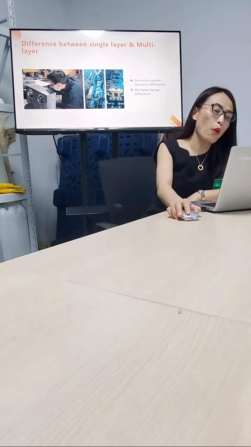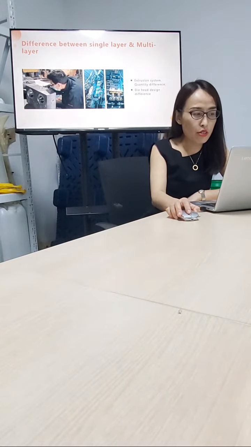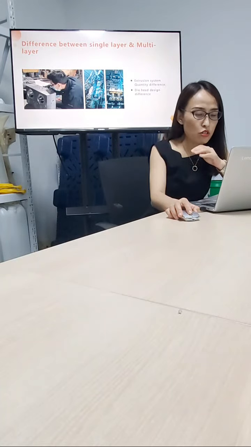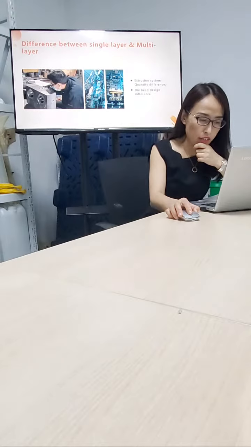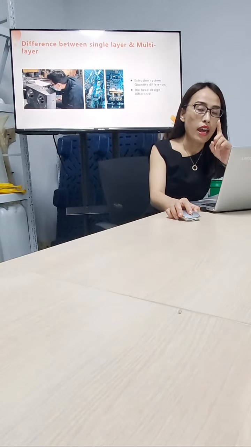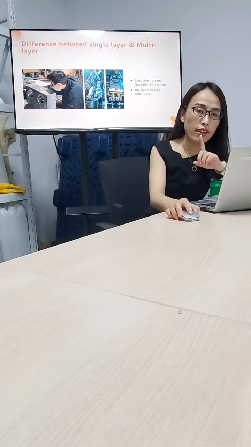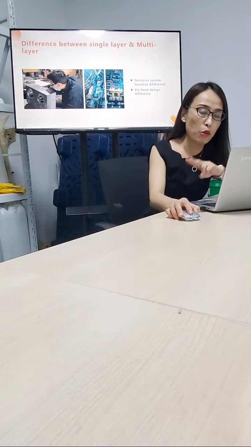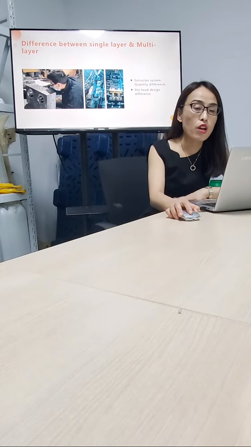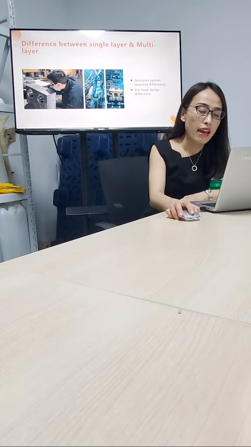Okay, let's come to the point. I want to introduce the difference between single layer and multi-layer. For single layer and double layer or multi-layer, the extrusion system quantity is different. Just now I explained, each layer needs one extrusion system. For example, double layer means double extrusion system. Two layers means two extrusion systems are necessary.